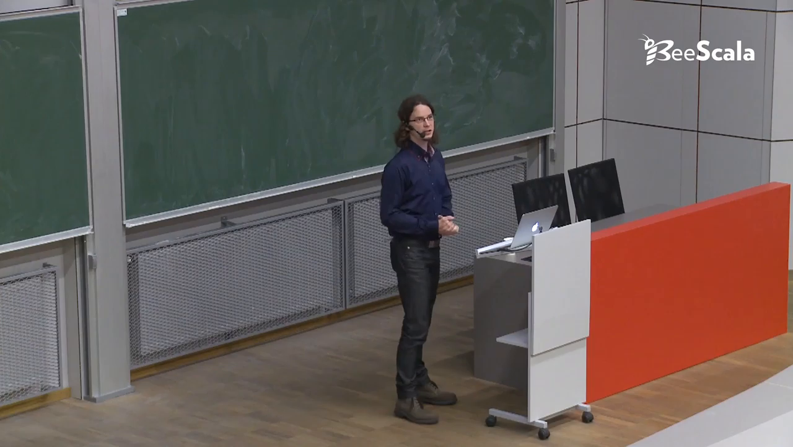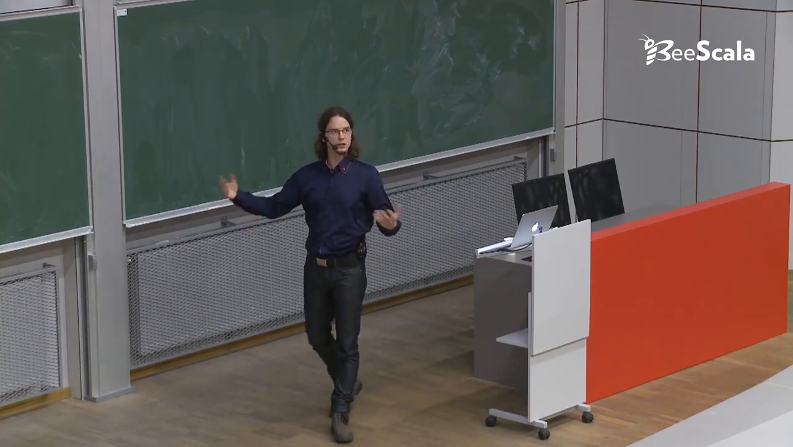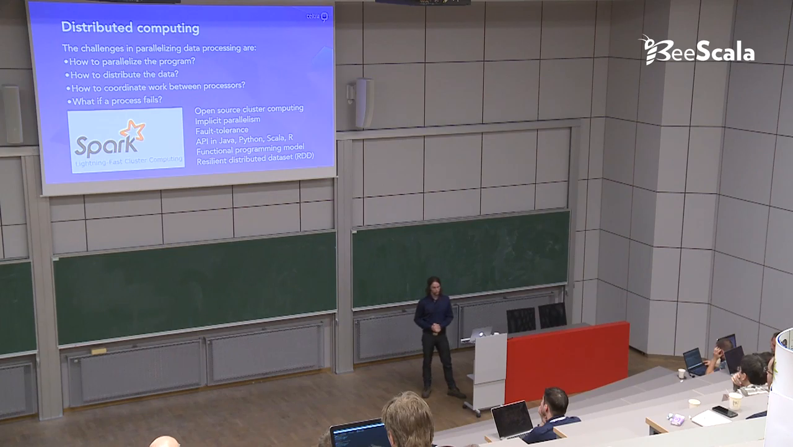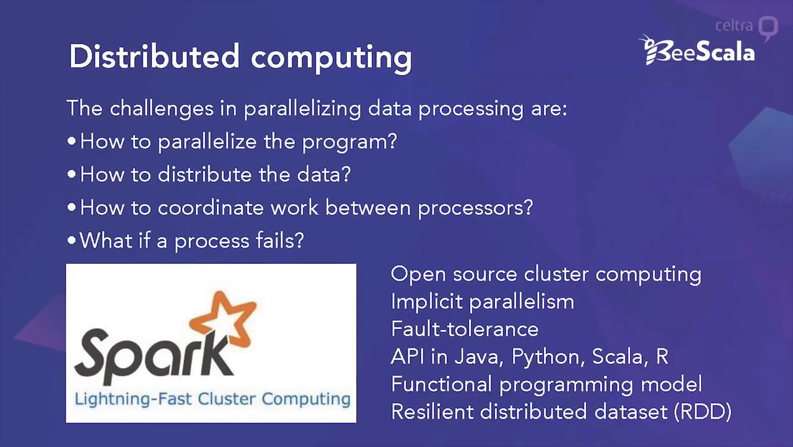It has fault tolerance. It means that if one of these servers where we run this big data processing fails, we won't know about it. Spark will take care of this. It offers APIs in Java, Python, Scala, and R. But I think Scala is the best because Spark offers this functional programming model.